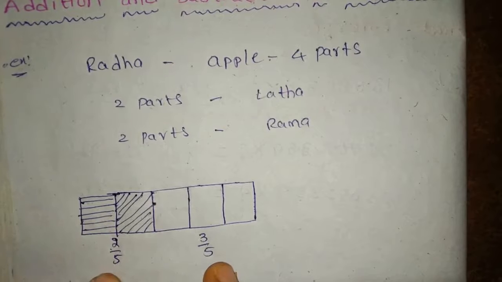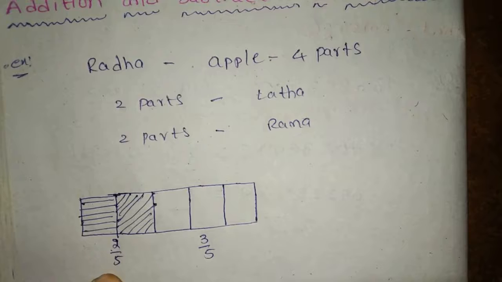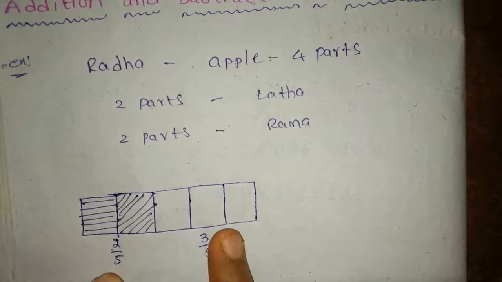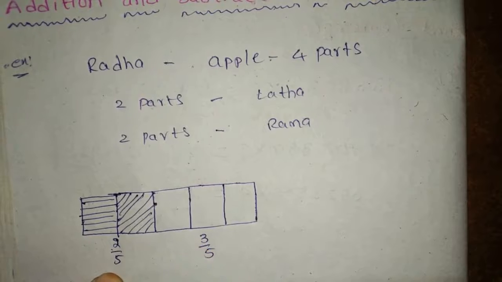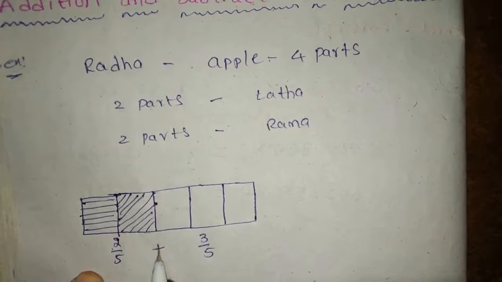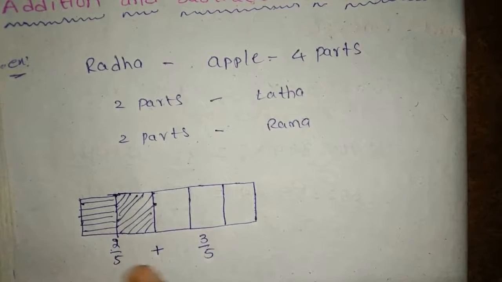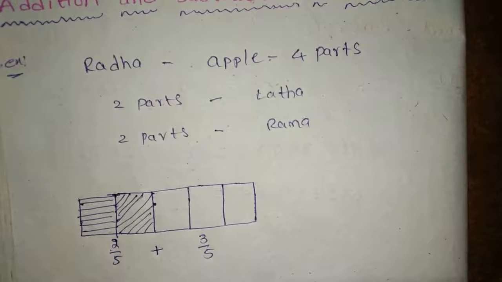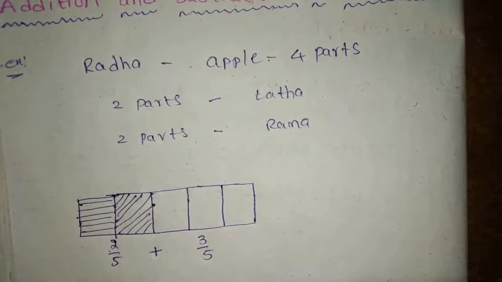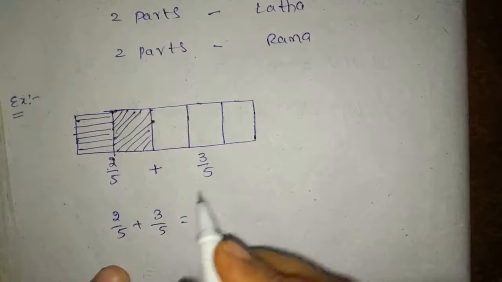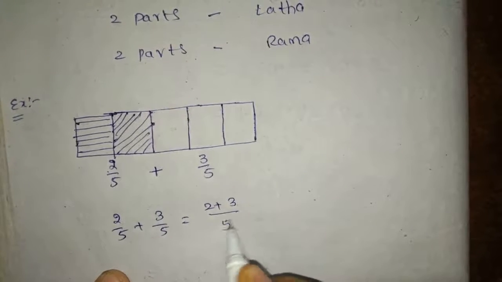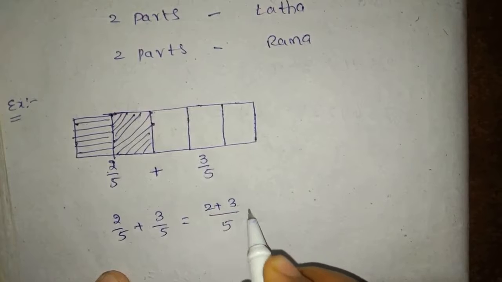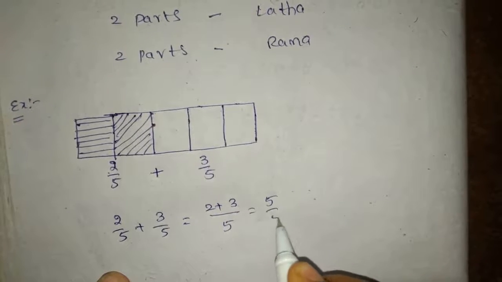Here the 2 denominators are equal, so we add the numerators, that is 2 and 3. Here 2 by 5 plus 3 by 5. We add the numerators keeping the same denominator. 2 plus 3 is equal to 5, so 5 by 5.